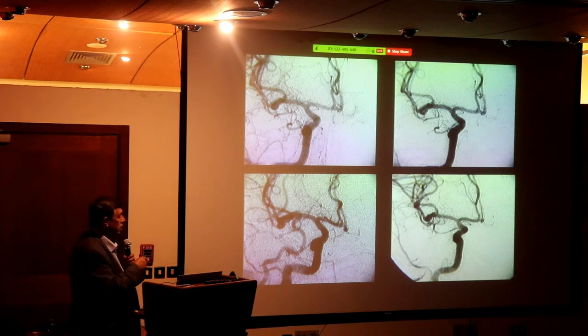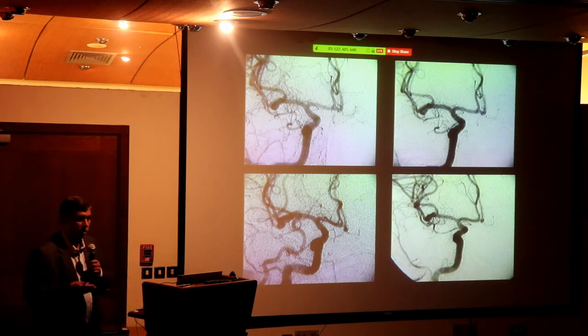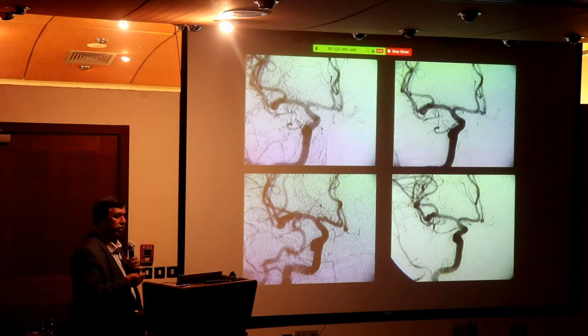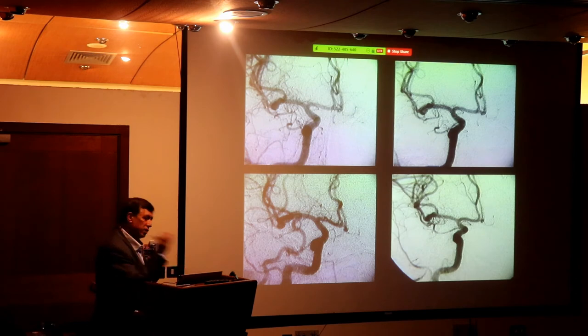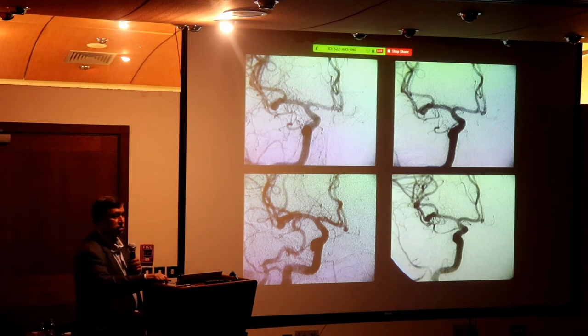As I mentioned before, if 100 of us are sitting here in this hall, and the 100 of us develop subarachnoid hemorrhage, 50 will die here in this hall. The other 50 will go to the hospital, 25 will die later. Only 25% of patients will survive.